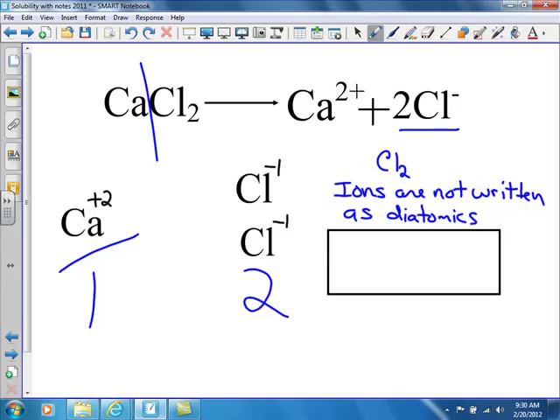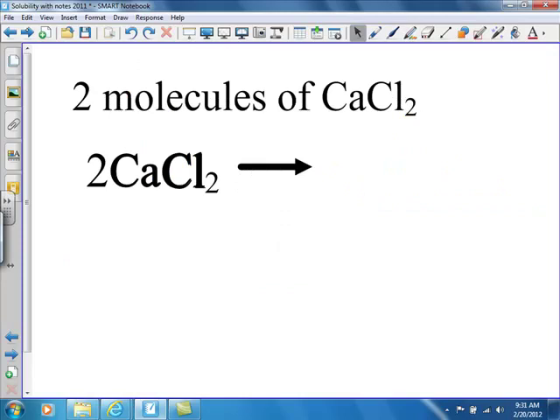Okay? So in this particular case, we will not write chlorine as a diatomic because it's dissolved. Okay, let's look at another example. Oh, wait, before I do that.